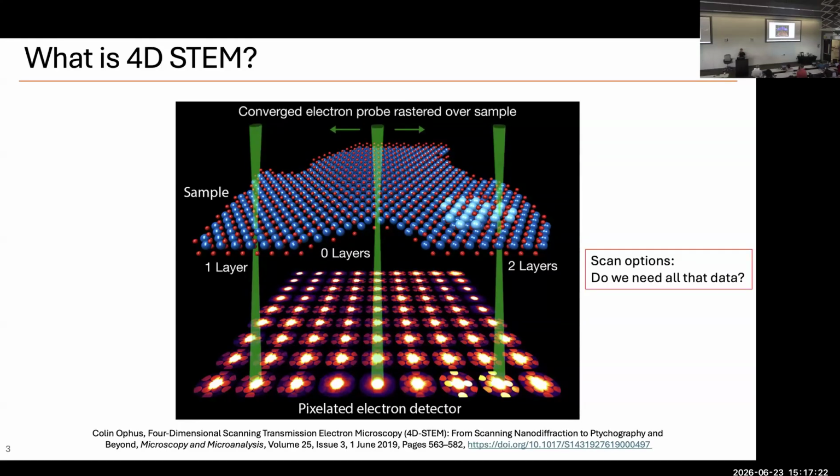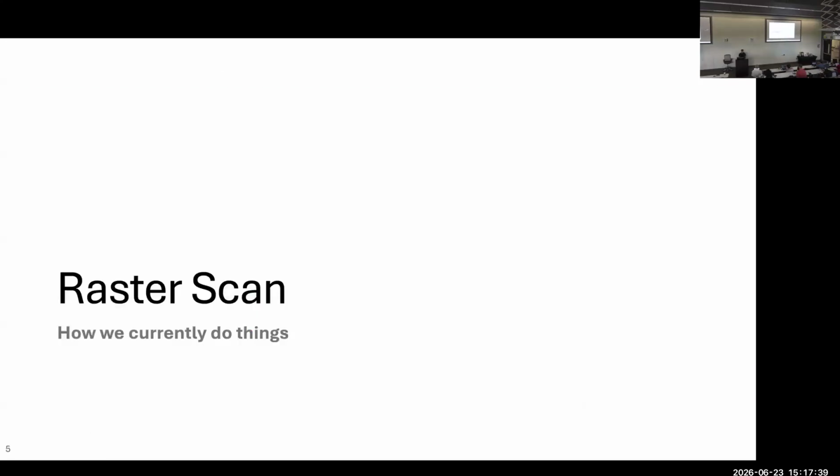So the question that this talk will be trying to answer is, do we need all of that data? Do we need a full filled in scan grid in 2D to be able to pull out some of these sample physics that Gerd and Colin have been telling us about all day? So I'll spend a little while talking about the raster scan.